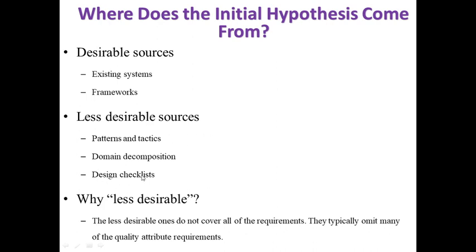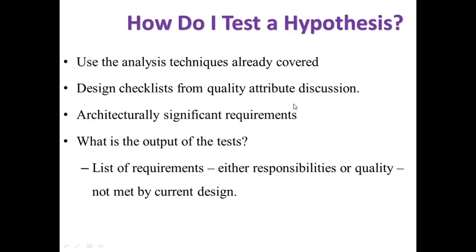Why are they called less desirable sources? They do not cover all the requirements. Typically, they can omit some of the quality attribute requirements, so they are called less desirable sources. So that is the sources. How can we test the hypothesis?